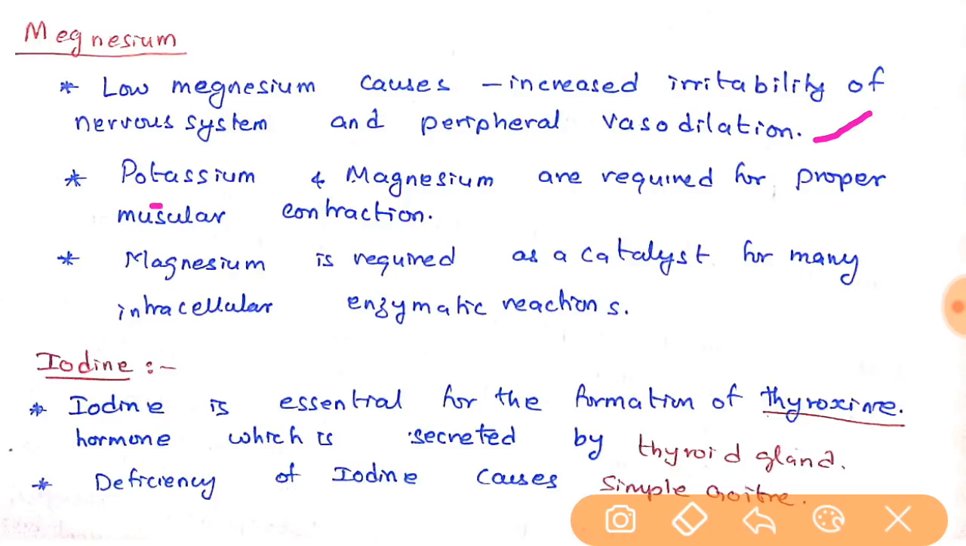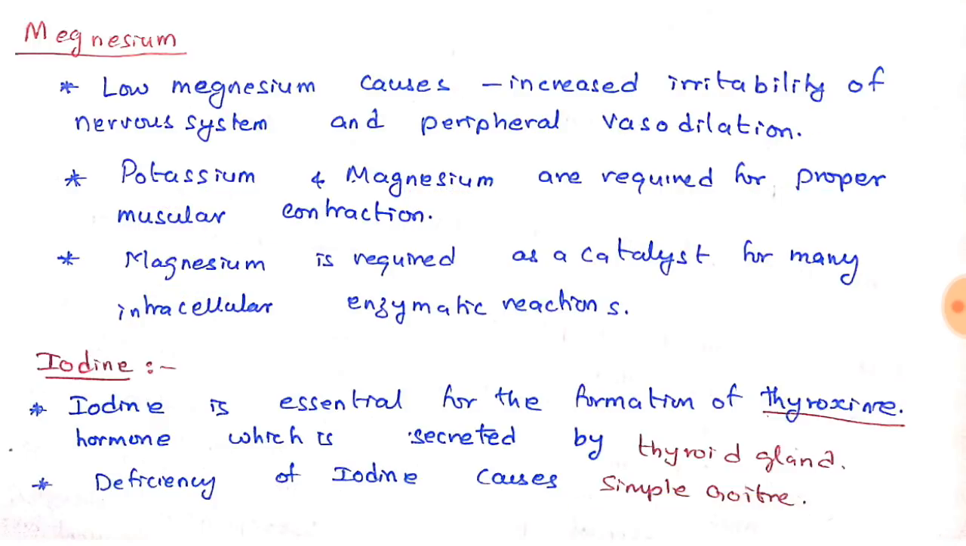Potassium and magnesium are required for proper muscular contractions and relaxations. Magnesium is required as a catalyst for many intracellular enzymatic reactions.